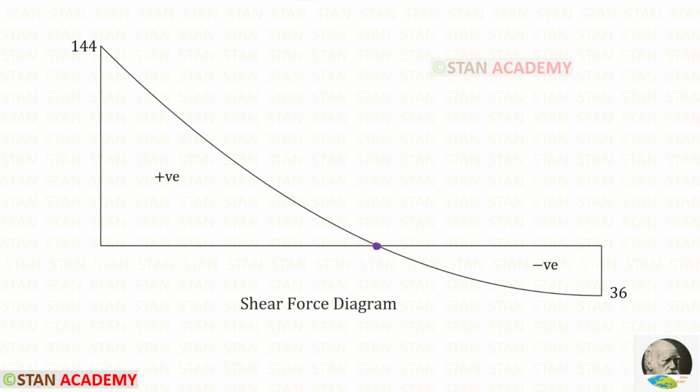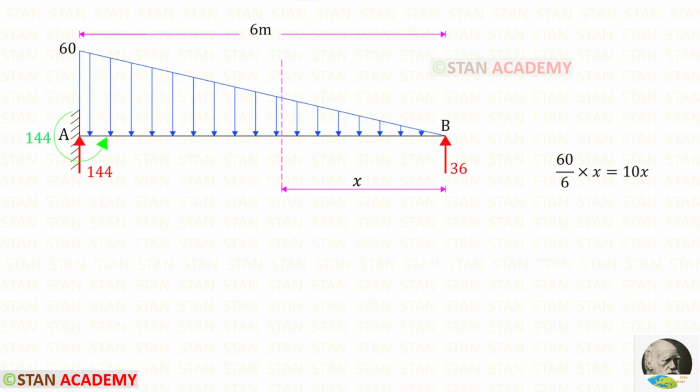In this point, the shear force becomes 0. In this point, there will be maximum positive bending moment in the beam. In this point, let us make a section and find the distance. You can see that in that point, I have made a section at a distance of x from the point B. We have to find this height.